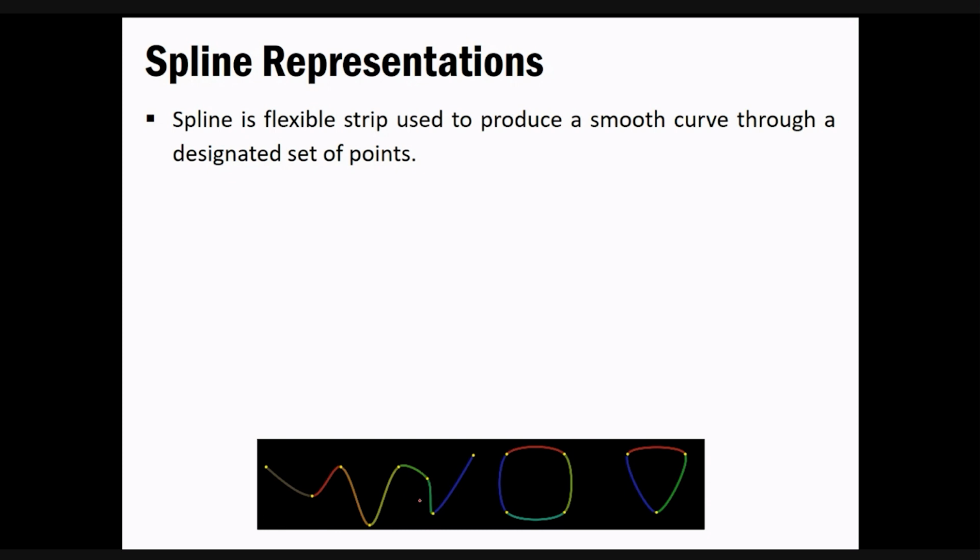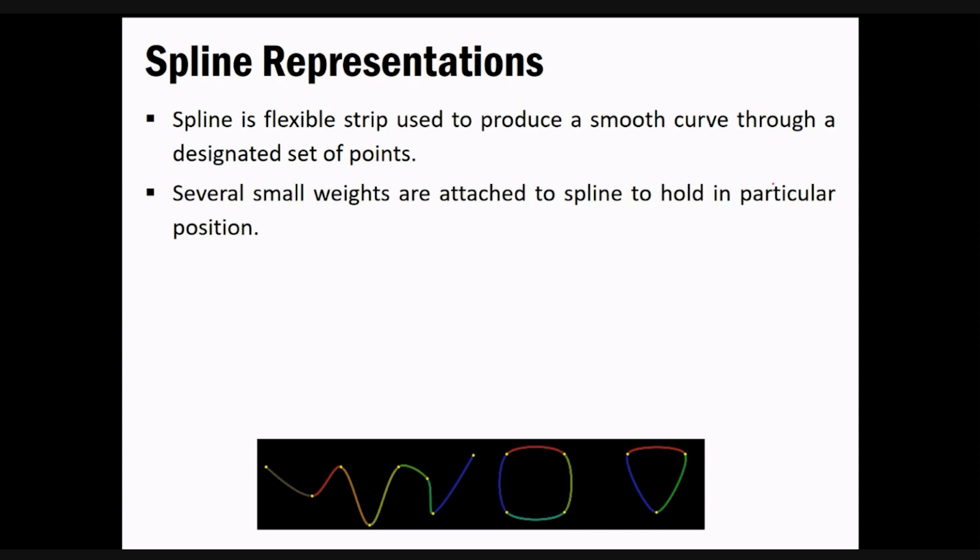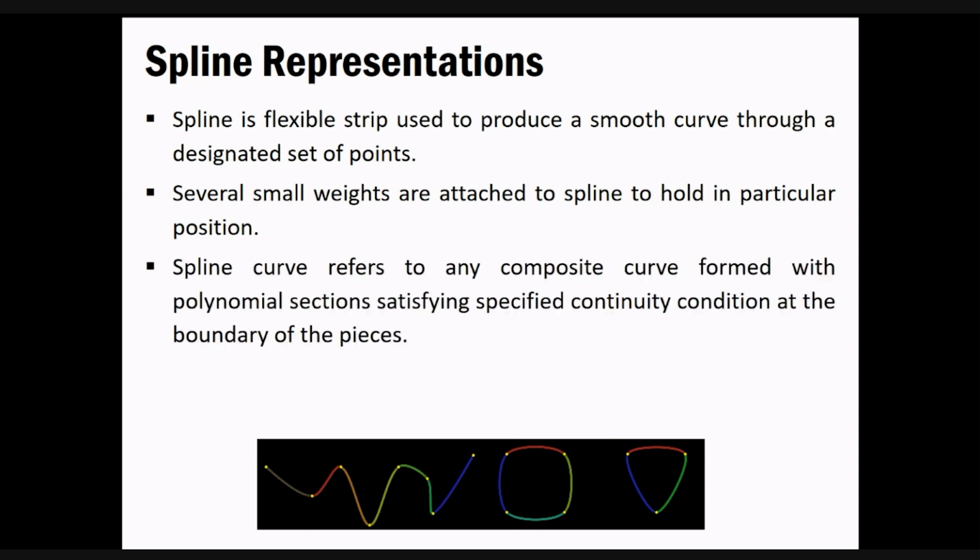But obviously it is not that you just make one thing and it will appear on the computer screen. If you want to mold it according to your requirement, or if you want smooth transitions or a curve as per your requirement, then you need these designated points. These designated points are nothing but the control points. Several small weights are attached to the spline to hold it in a particular position. It will act like a hold, the thing that will hold this particular line in that particular position, and you can assign some values to it.